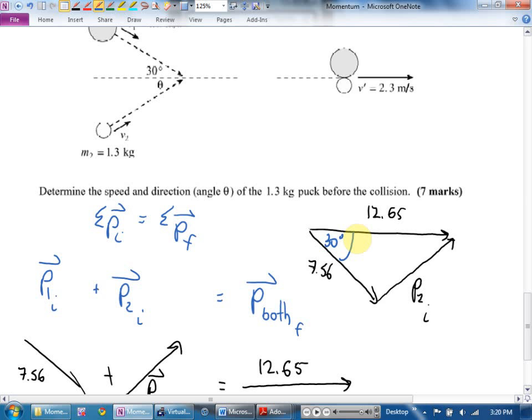How do I find the velocity? Divide by mass 2. Angle. The angle I would use would be this one right here, which is that one right there. So I'll find the magnitude of that angle, but I'll put it here, and that would be north of east, I think. I really can't do those without drawing a compass.